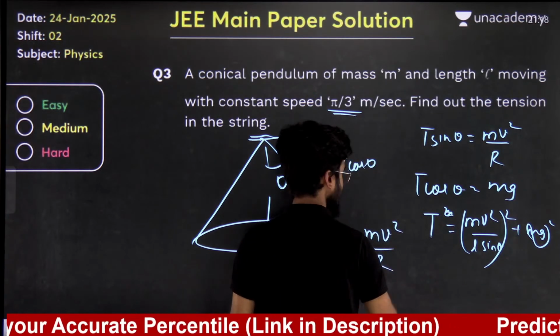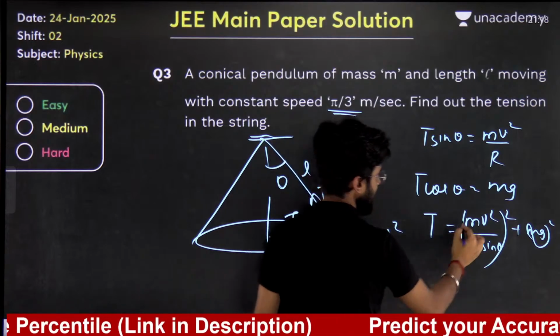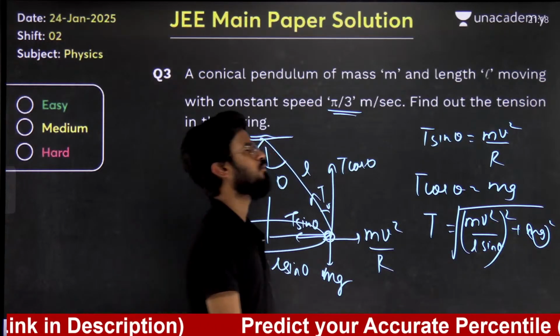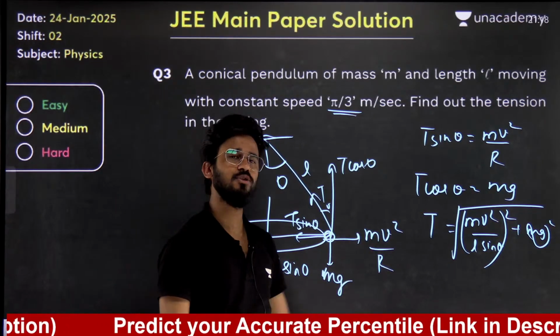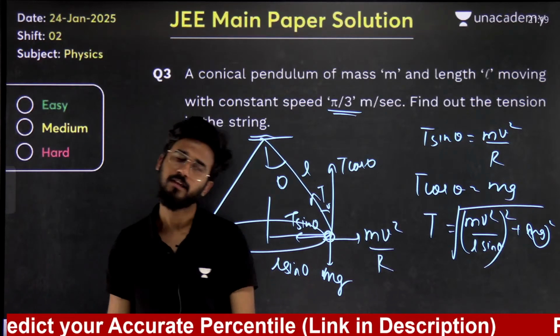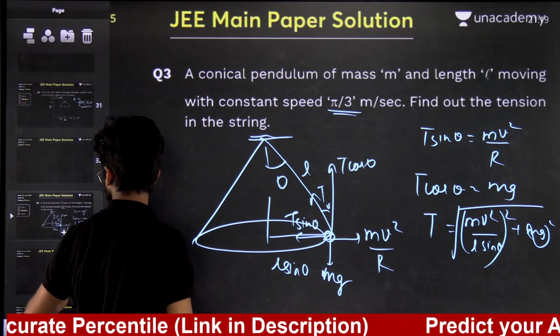Remove this, and just take the square root. Whatever the values were given, just substitute the values, you will get the final answer. Okay. Next question.